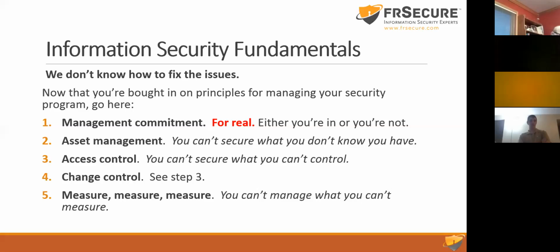Number two, asset management. I can't secure what I don't know I have. I need to build a good asset management program that's going to be at the core of a lot of these other things that I'm going to build into my security program. Then things that get integrated with that, access control. So who's going to have access to these things? Because I can't secure what I can't control. So with asset management, I know what I need to secure. Number three, I need to start controlling access to those assets, and changes to those assets. That would be number four. And then measure everything. This is where I would start.